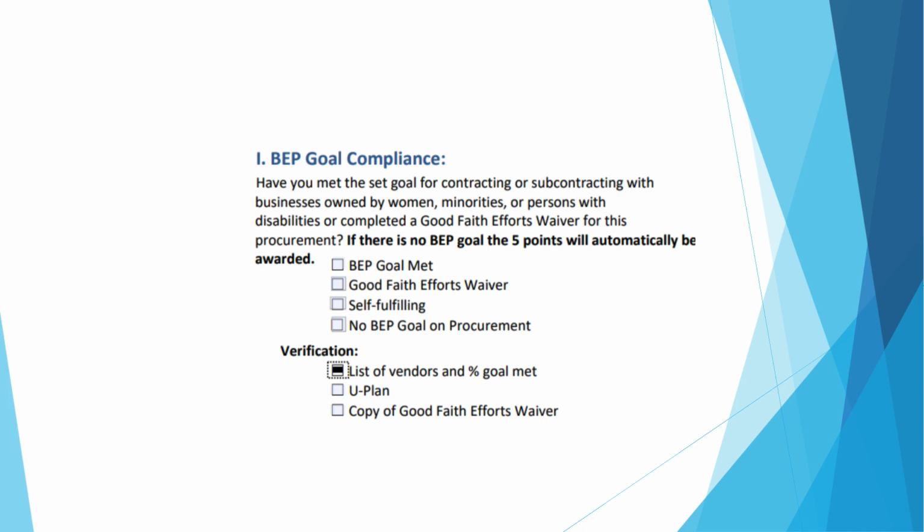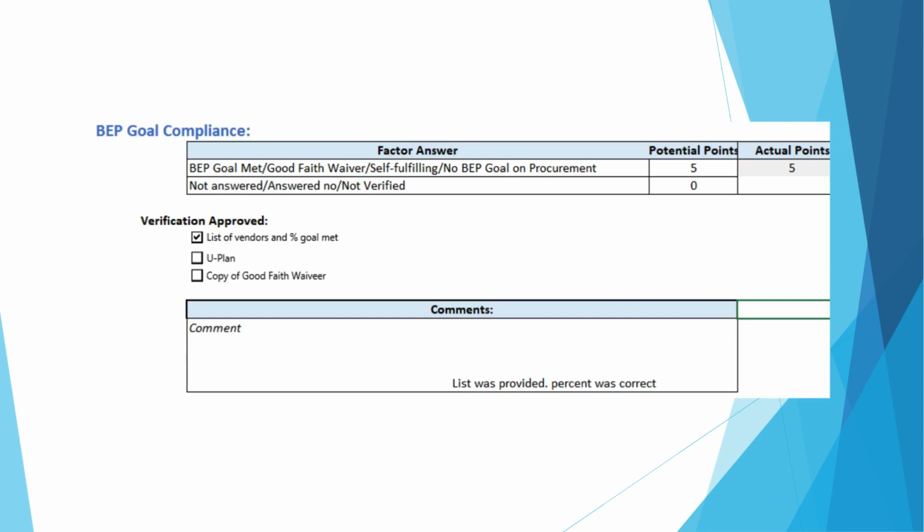In this example, the offerer provided verification but did not check any of the boxes. So, would they get the points? The answer is yes. Even though they didn't check the box, they did provide the verification. Therefore, they get the points. This is a good example of why it is so important to add a comment. This way, even at a glance, anyone can tell exactly why a point was or was not awarded.